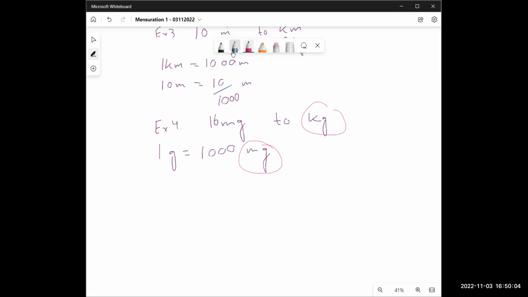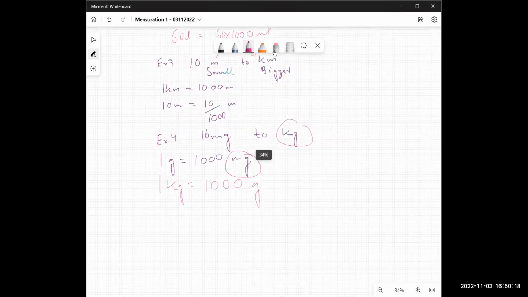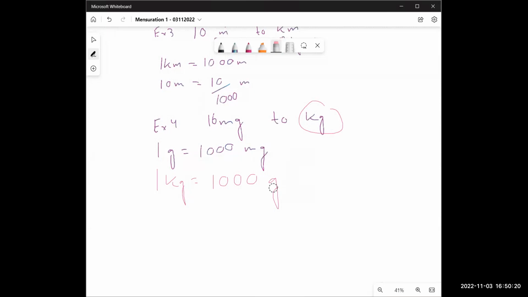I don't know. So 1 kg, you have to tell me. It's okay, you just tell me and I'll help you, right? We're in this together. Now 1 kg is going to give me 1,000 grams. That is all I know. So whatever rule I know which has kg in it, I'll just put it here.